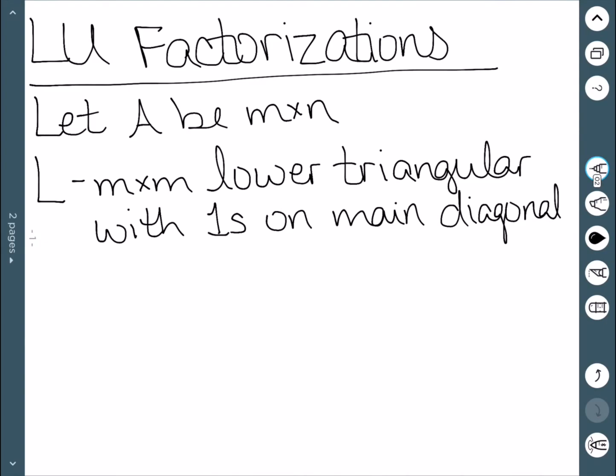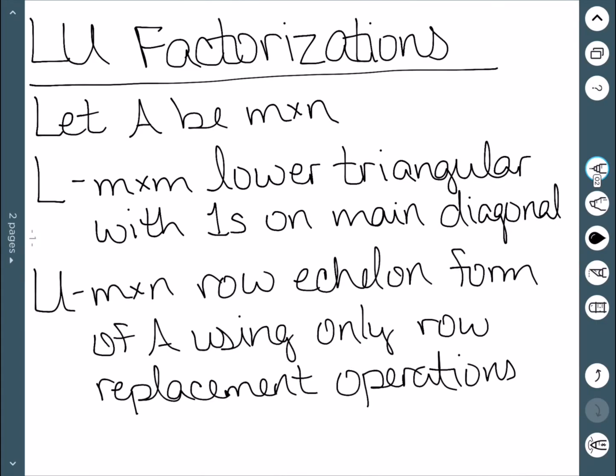L will be an m by m lower triangular matrix with 1s on the diagonal, and here in a minute we'll define properly what a lower triangular matrix is. U will be an m by n row echelon form of A that is found using only row replacement operations. So we will be very strict on which operations are used to find this particular row echelon form.